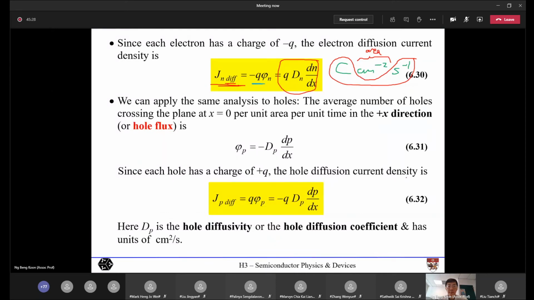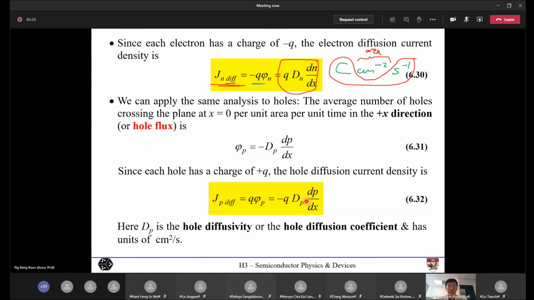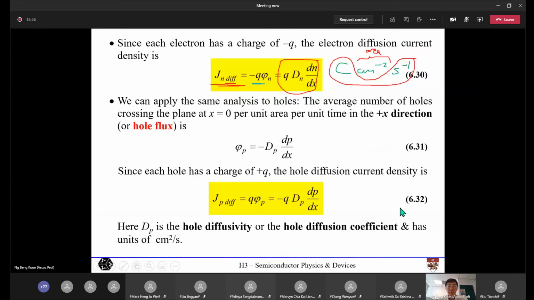It's still charge multiplied by the diffusion coefficient of hole in this case, and the concentration gradient of holes in the semiconductor. Notice that the main difference here is the presence of a negative in the case of hole current density. For electron diffusion current density, you find that it's actually positive, and this is again not surprising if you think about it.